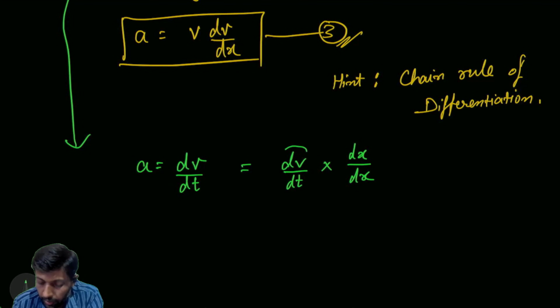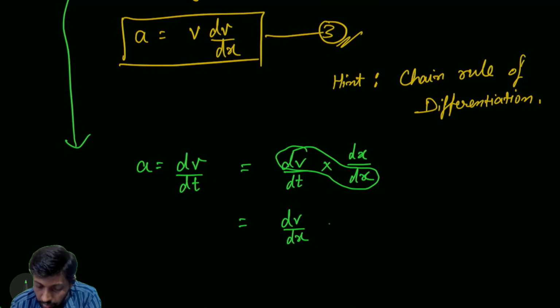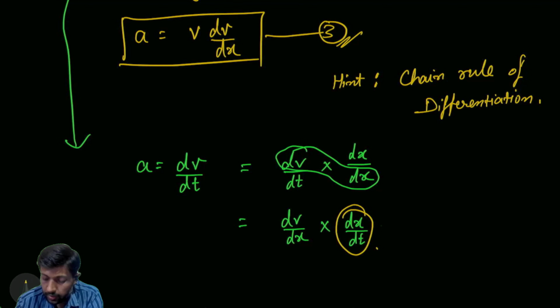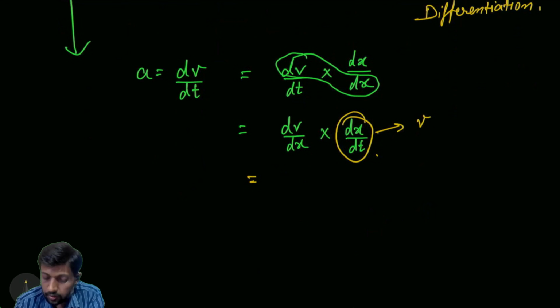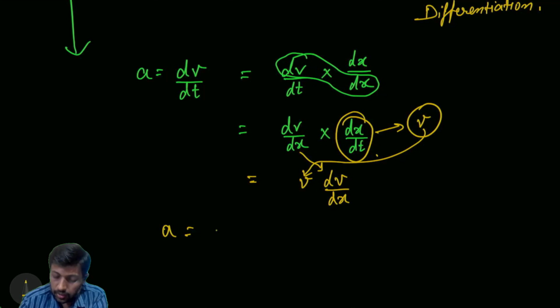And then I'm going to pair these two things together and the remaining two things together. So I'll write dv by dx here multiplied by dx by dt. Now I think you can recognize this is nothing but velocity. And we've finally got what we needed, v dv by dx. This is written here and this velocity is written here. So we can say that acceleration can also be written as v dv by dx.